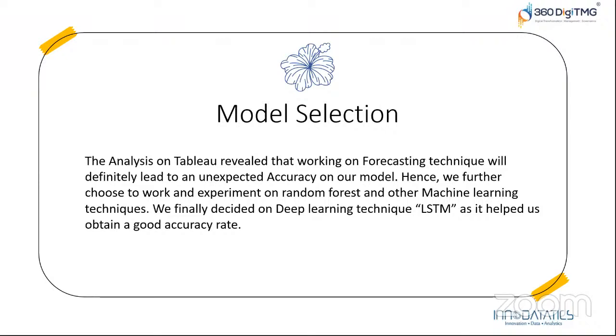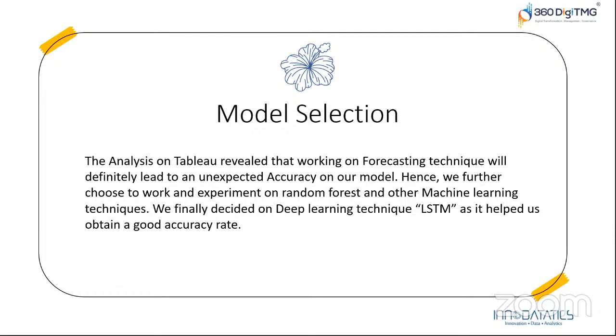Yeah, so based on the analysis that we have done on Tableau, we couldn't go in for any of the traditional forecasting techniques to actually predict the price. So we tried a lot of machine learning models like random forest, and we even tried regression. But ultimately, it was deep learning LSTM which helped us to get a really good model. One thing was that it was multivariate data, so we couldn't use any traditional forecasting technique. And another thing was we had about 5 years of data.